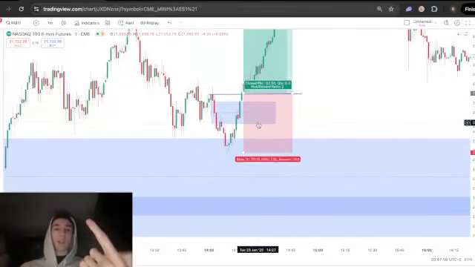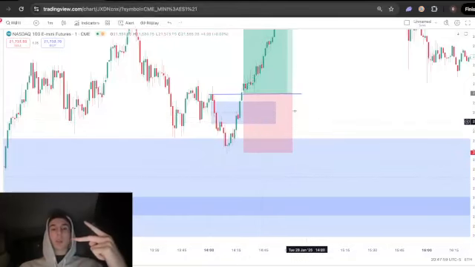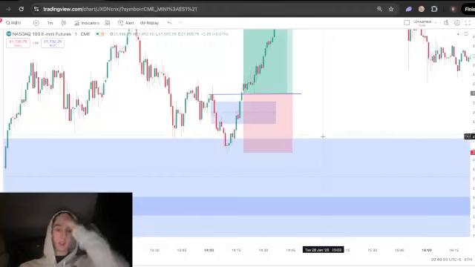We saw the 4 hour get inversed, we saw the 1 hour get respected, and then we saw the 2 minute get inversed. Beautiful. These are all things you want to see for a long setup.